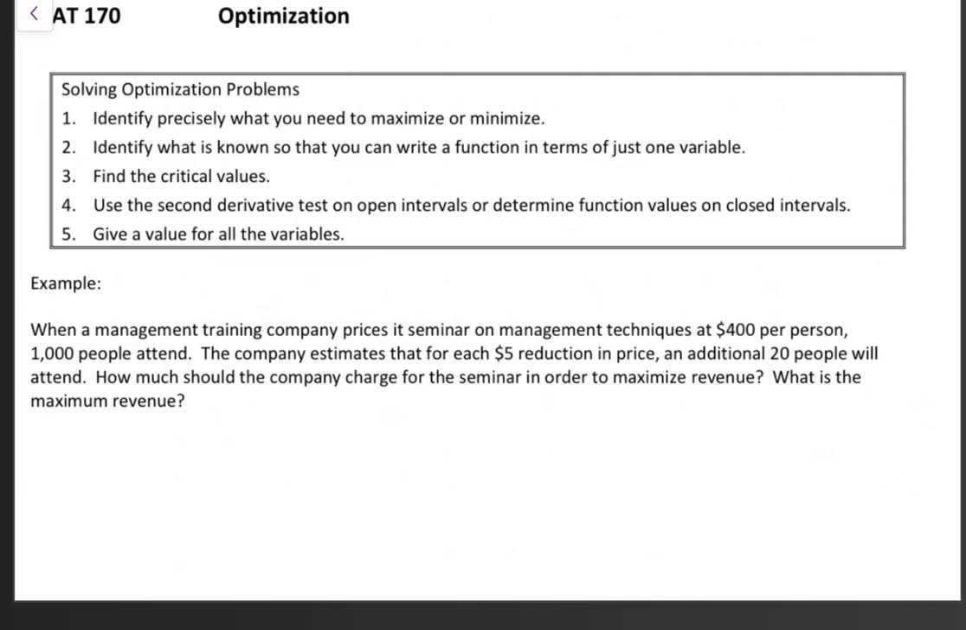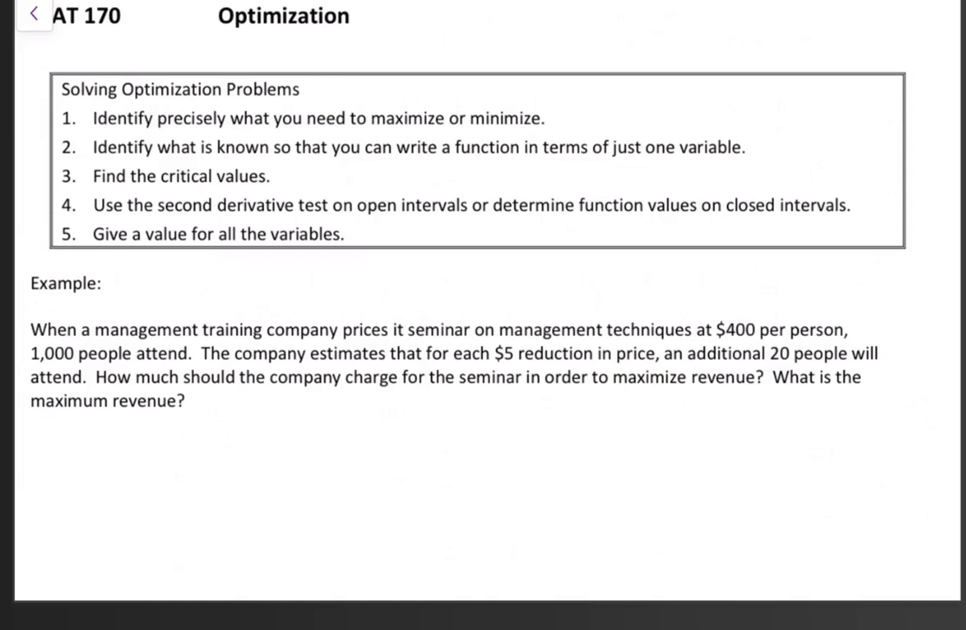So are there restrictions on your variable which allow for a closed interval, which means that you would use the finding critical values and the y values to determine the max or min? Or is the variable defined on an open interval, in which case you would need the critical value and the second derivative test in order to determine the max or the min? And then, of course, after doing all of that, make sure that you write down what the actual answers to the questions being asked are.